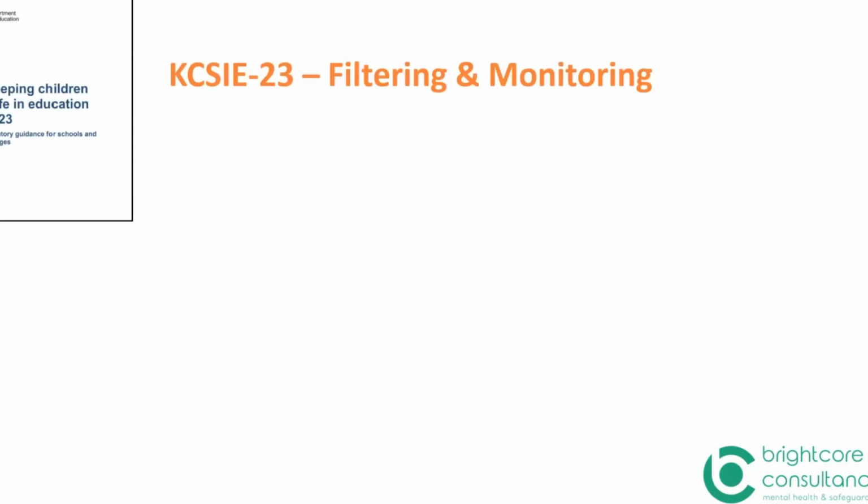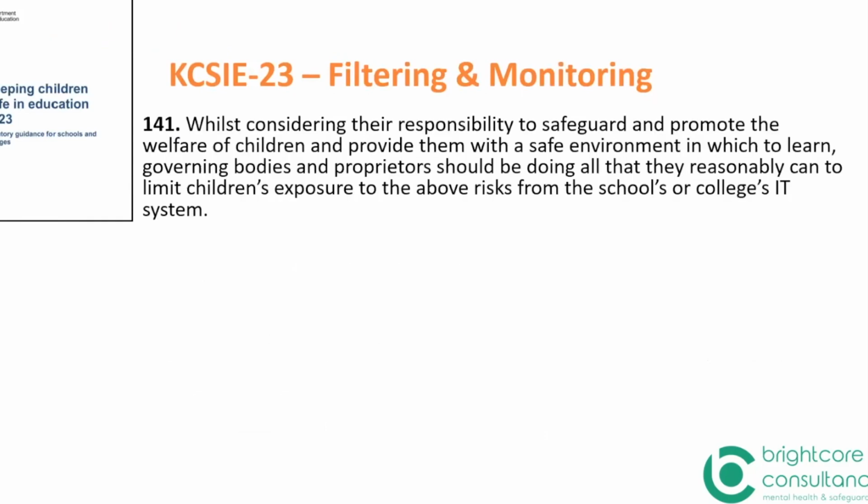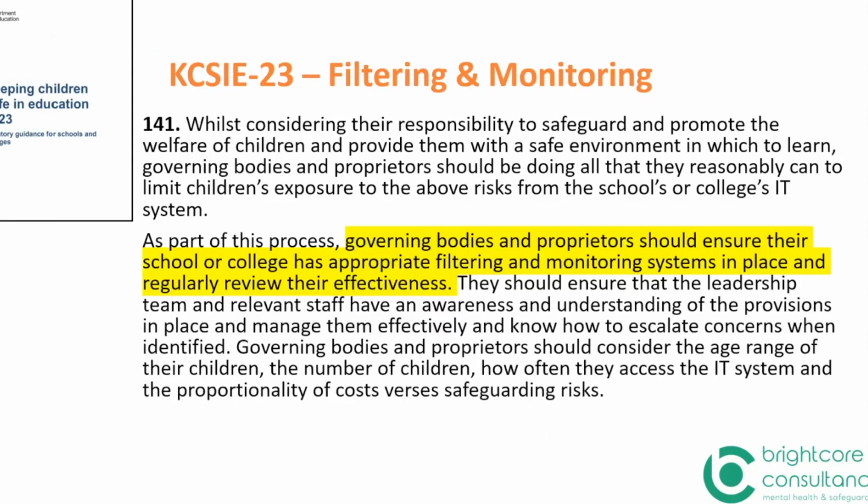Now, if we look at filtering and monitoring, this isn't new to Keeping Children Safe. It was in there last year as well. It's just been highlighted more, and there's increased emphasis on it. So if you look at last year in part 2, when it talked about the responsibility to provide a safe environment, that means we do all we reasonably can to limit risk from an online perspective, it did say, and it still does say, as part of this process, governing bodies and proprietors should ensure there's appropriate filtering and monitoring systems in place and regularly review their effectiveness.